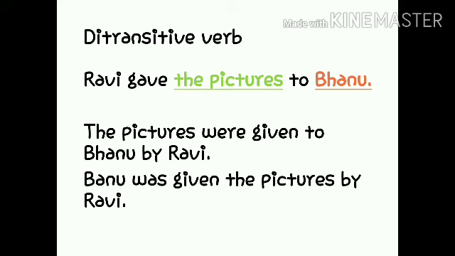So here we have two objects, the pictures and Banu. We can use either of these to construct the passive voice. It's up to us. Shall we use the word the pictures? Yes, the pictures were given to Banu by Ravi. Gave is simple past tense, so we have to use the structure was or were plus V3. Here the subject is the pictures, a plural subject, so we have to use the helping verb were. The pictures were given to Banu by Ravi.